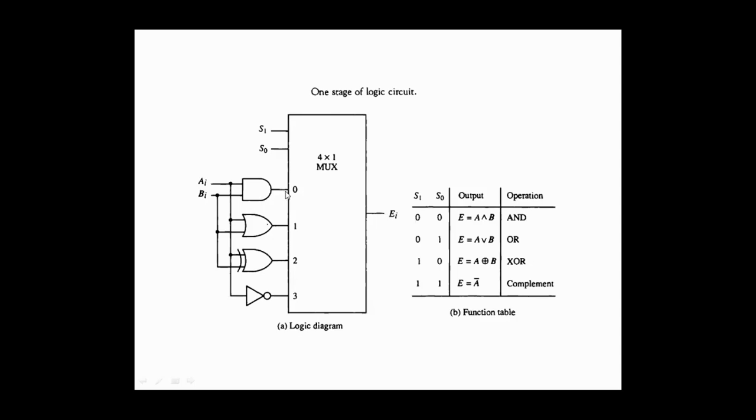The output here will be the OR of A of I and B of I. So it will be A of I plus B of I. Here, sorry, A of I dot B of I, and this will be A of I plus B of I, or this is A of I XOR B of I, and this will be the inverting of what? A of I, that is A of I bar.